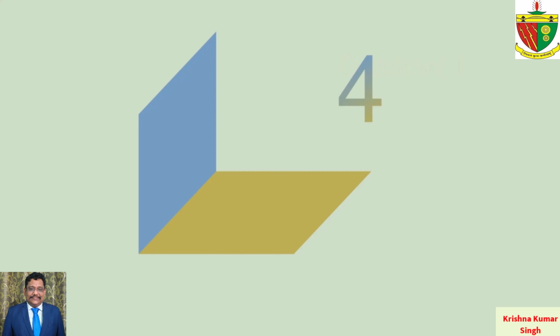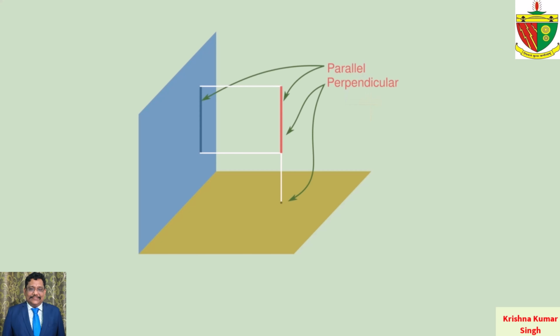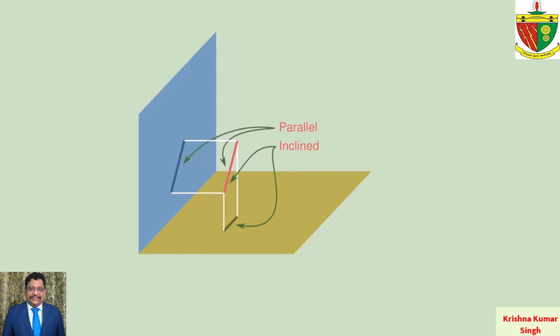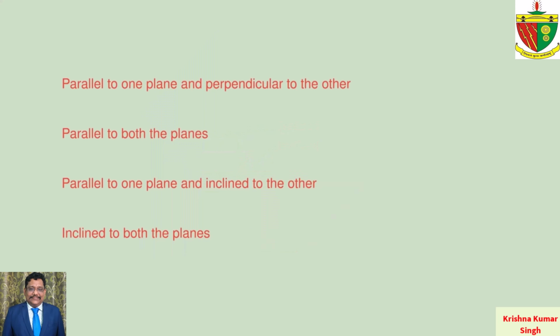The line may exist in four basic orientations. These are the line parallel to one plane and perpendicular to the other, the line parallel to both planes, the line parallel to one plane and inclined to the other, and the line inclined to both planes. Now let us see each individual orientation of the line in detail.